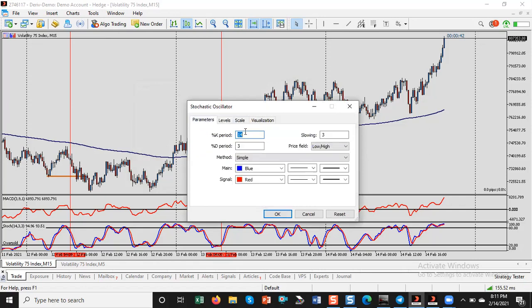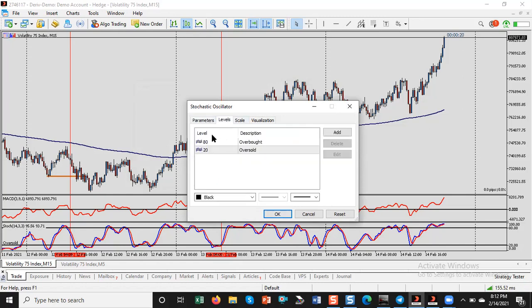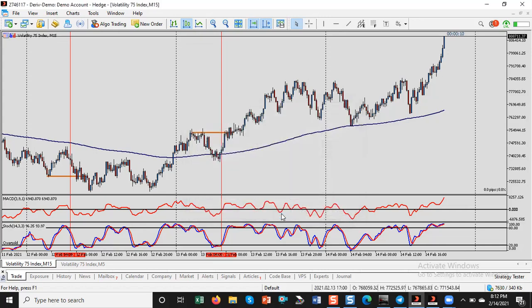Then we have the stochastic oscillator. Here, the parameters: the percentage K period is 14, percentage D period is 3, and the slowing is 3. Then price field low and high. Then the main color is blue and the signal line is red. You click OK. Then before that, for the levels, we're going to be using 80 and 20. So the 80 will be for the overbought and the 20 is the oversold. You click OK. So you will have your chart like this.